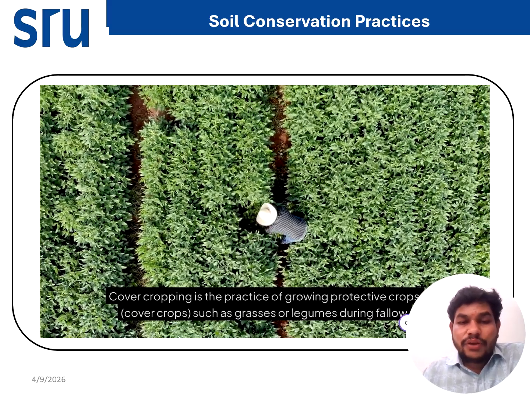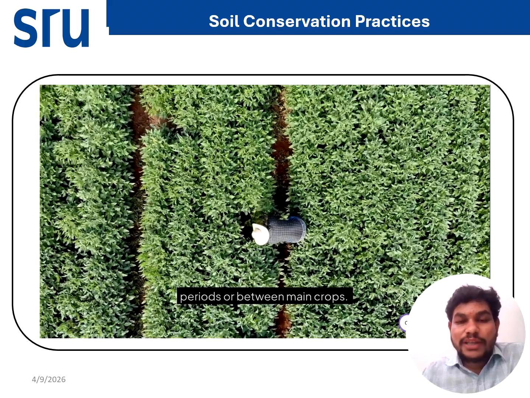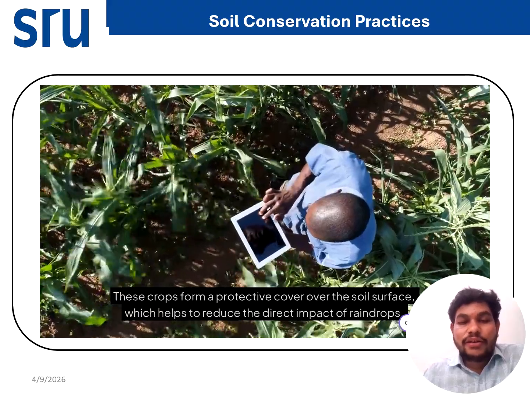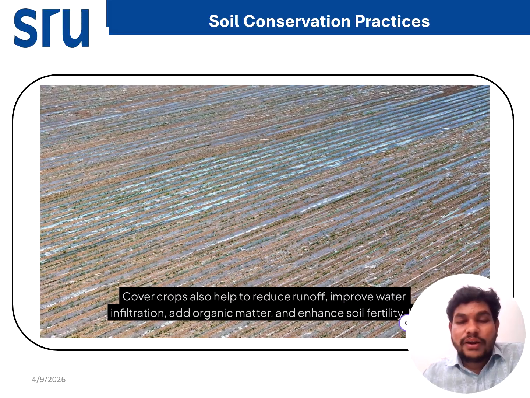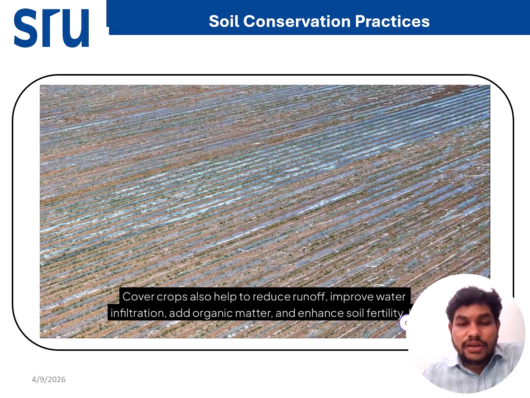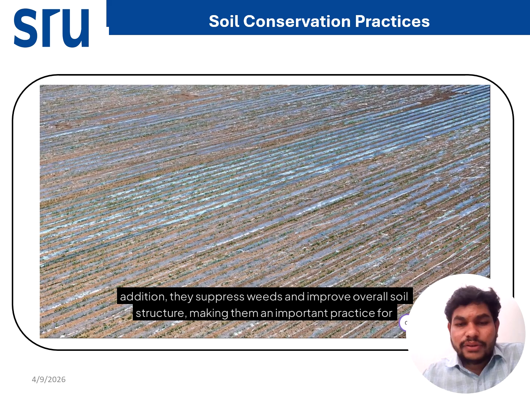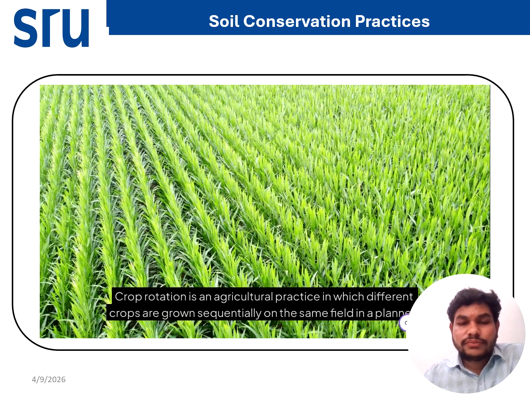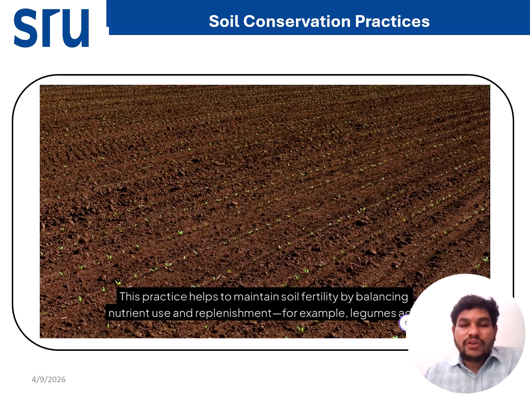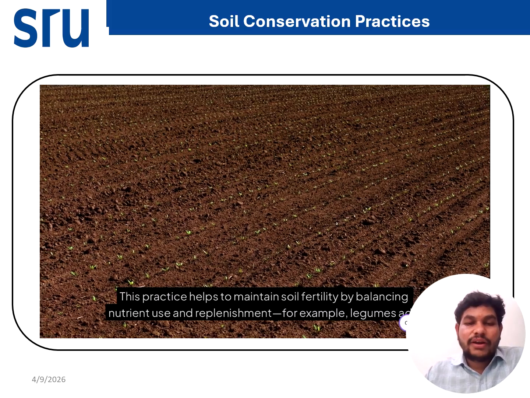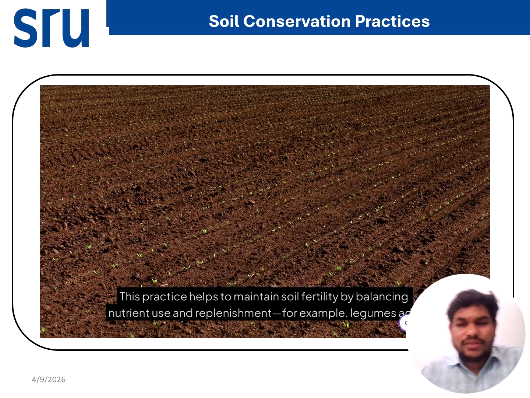This is cover cropping. We cover the maximum area on the ground and avoid direct contact between the high rainfall and the soil, and avoid the detachment of soil particles. This is crop rotation, which is required for soil fertility, increasing the organic content, and good soil structure.